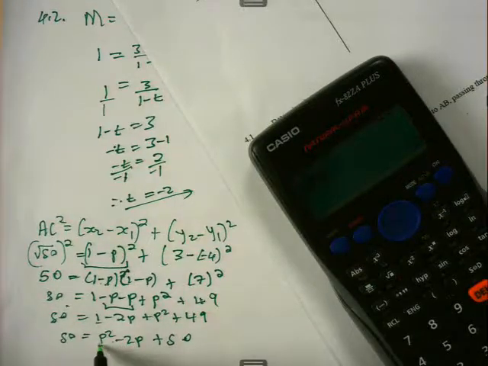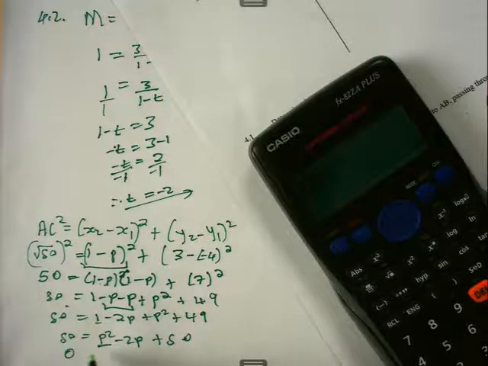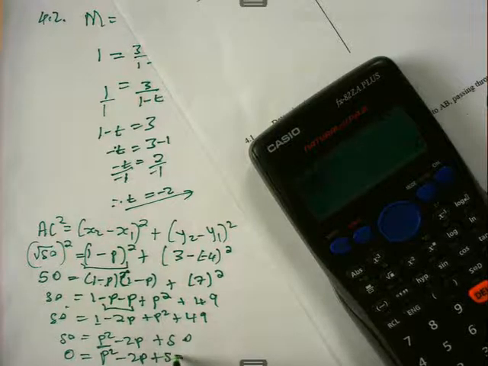Now immediately, because I can see I have p squared, this is going to be a quadratic equation. Now how do I solve the quadratic equation? Of course, one side must be 0. I say 0 here, p squared minus 2p plus 50 minus 50. What does this 2 here?